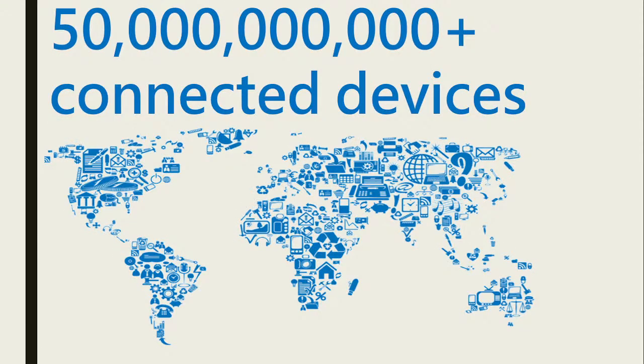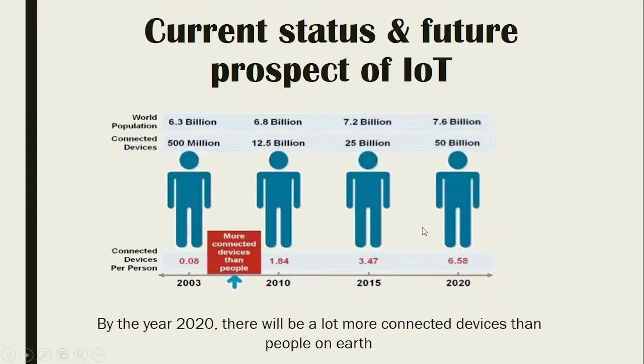So then we come to the connected devices. This is the chart I was talking about, current status and future prospect of Internet of Things. This is a representation of population and number of devices connected to internet: the world population, number of devices, and the ratio of connected devices by world population. So in 2003 the number of devices connected is 500 million. 500 million devices are connected.